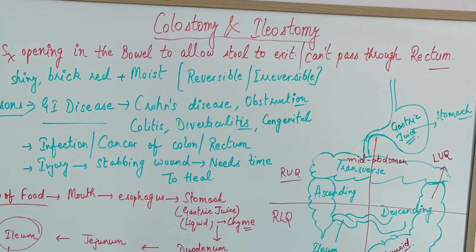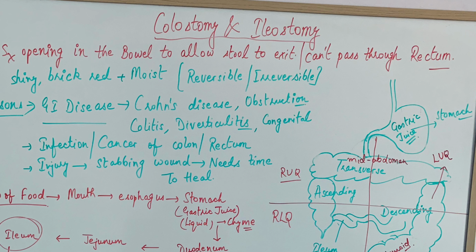Basically, an ostomy is a surgical opening. So colostomy and ileostomy are surgical openings in the bowel to allow the stool to exit through the body. Or in other words, when the patient cannot pass the stool through the rectum, then the surgeon makes a surgical opening inside the bowel or inside the colon to make the excreta excrete through the body.